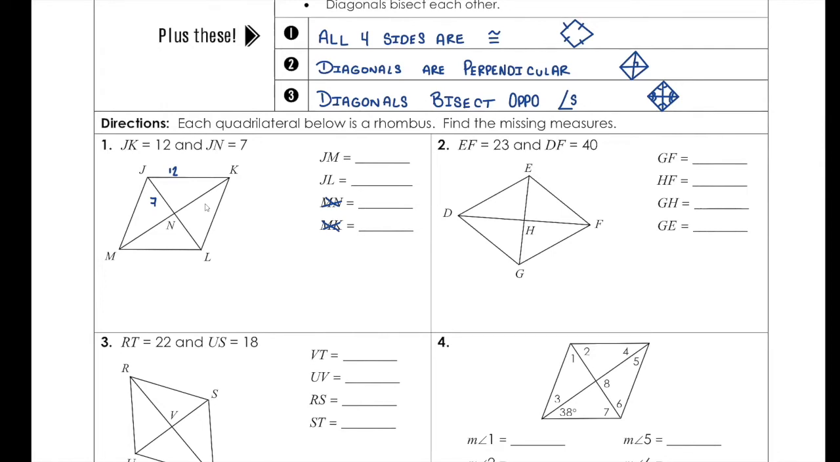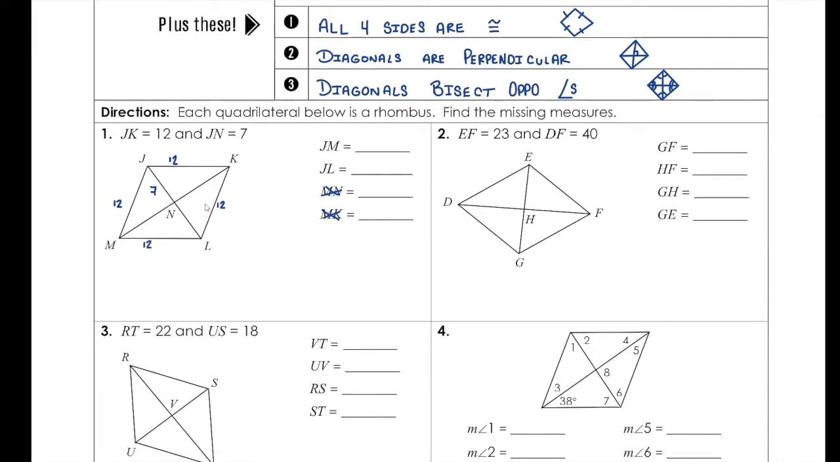So what would the measure of JM be? In a rhombus, all four sides are congruent. So if one side is 12, the other three sides have to be what? 12. Hooray, 12. No, we could find it because the perpendicular relationship in the middle creates right triangles, and we can use the Pythagorean theorem.